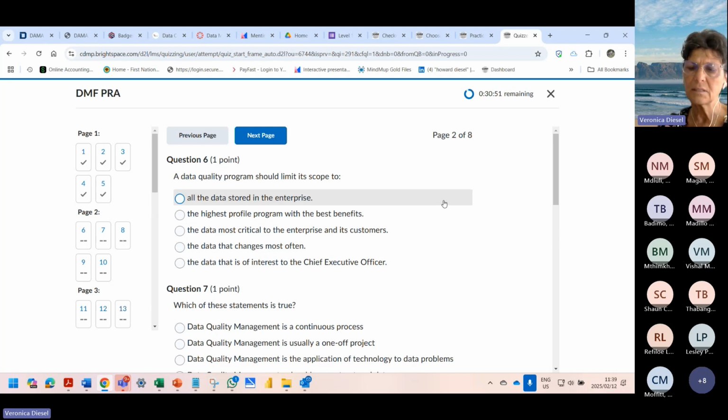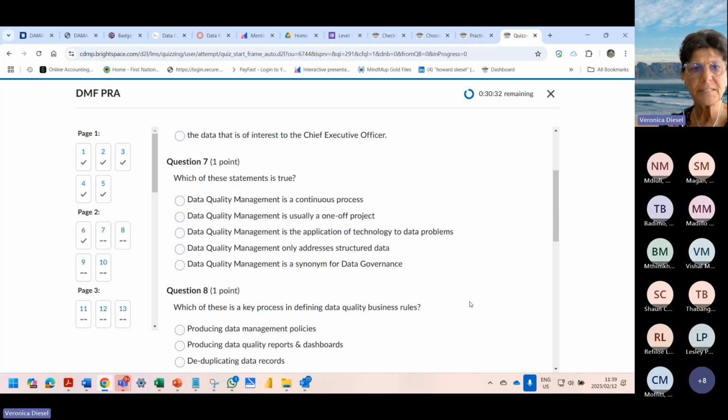Because remember, we've got 11 questions that should come from data quality. 10 questions from master data, which looks like we got them. A data quality program, half. The third one. The data most critical. Of course it is. Which of these statements is true? First one. Yeah, it's a continuous process.